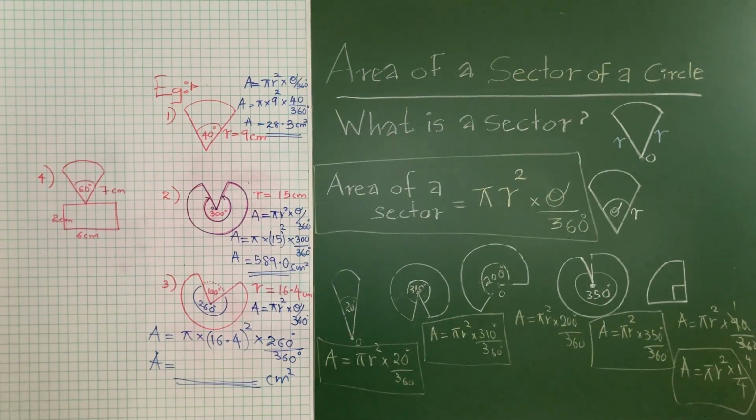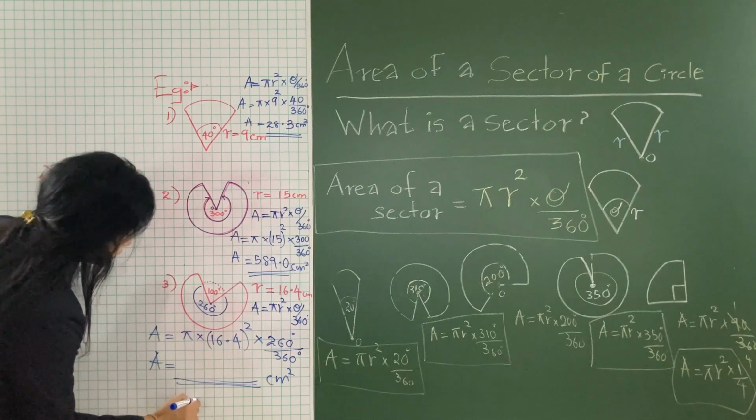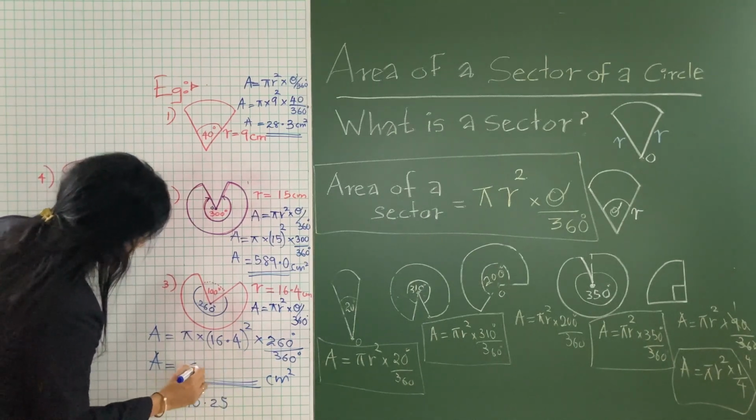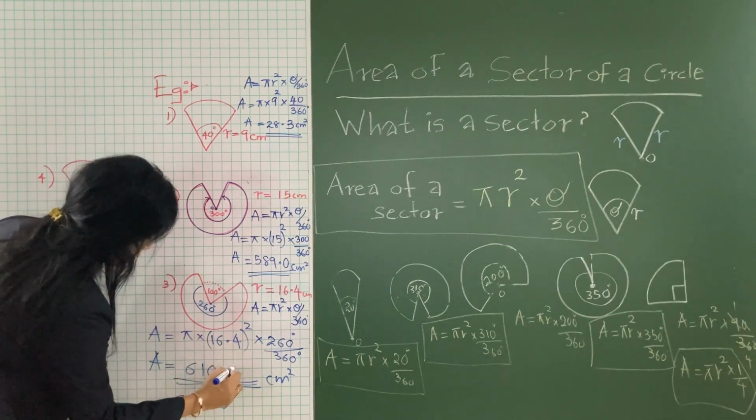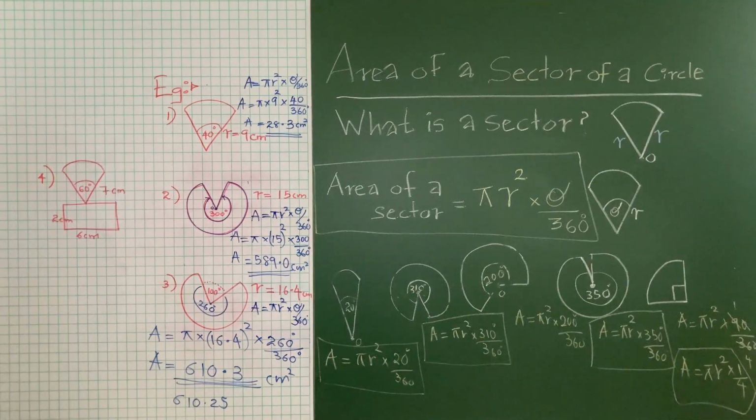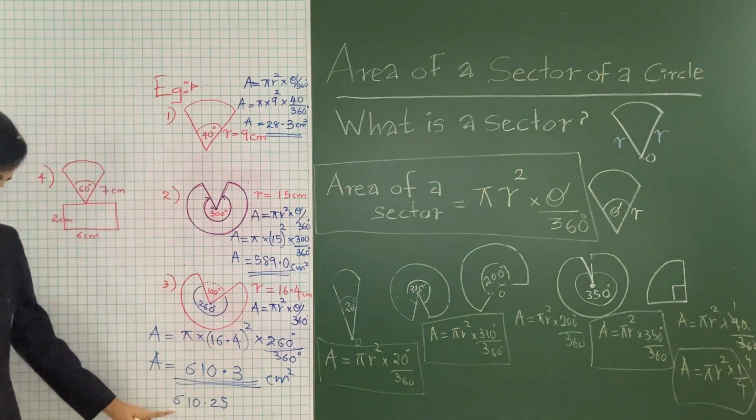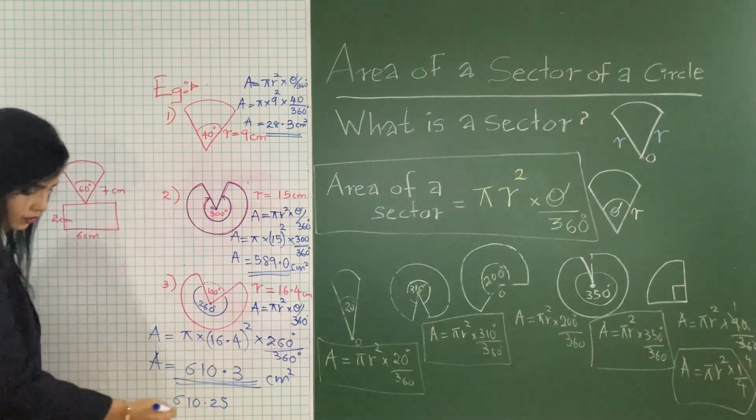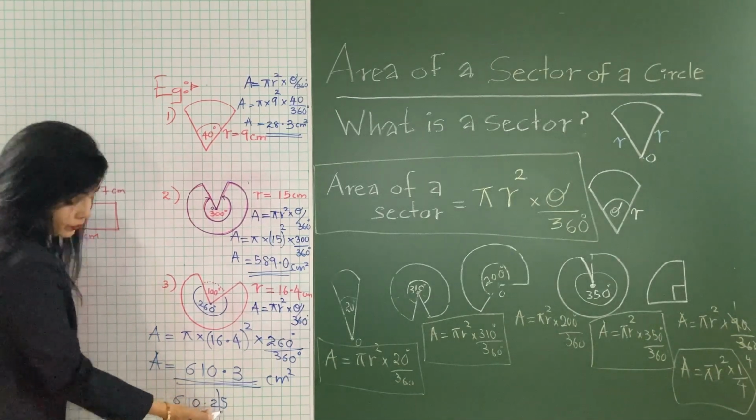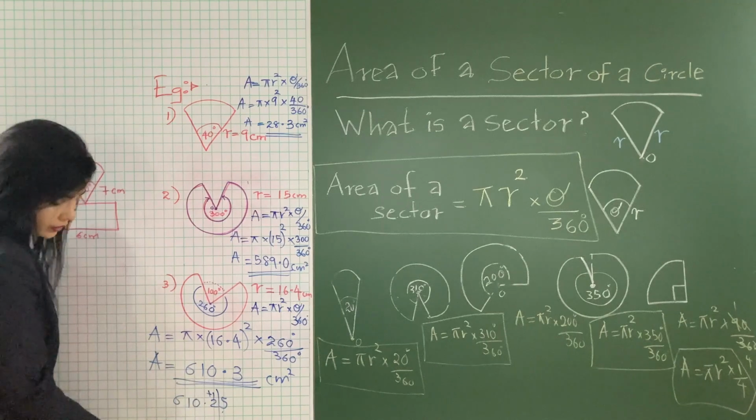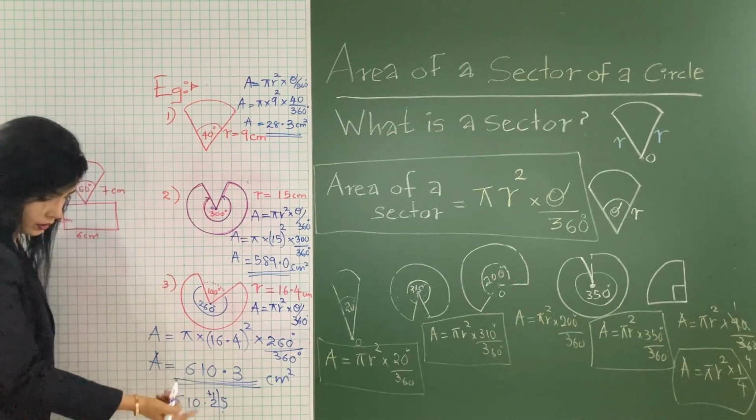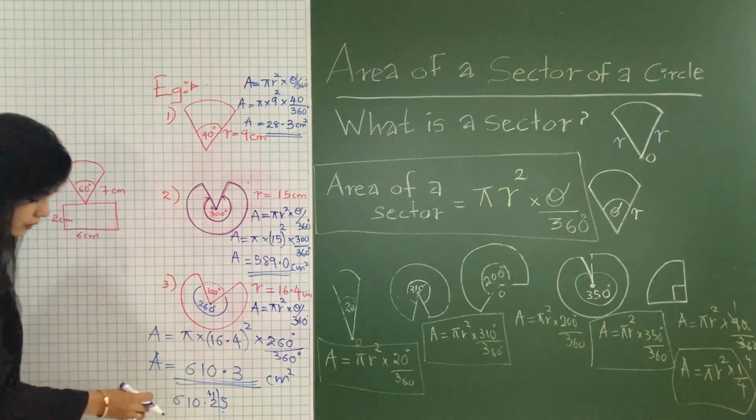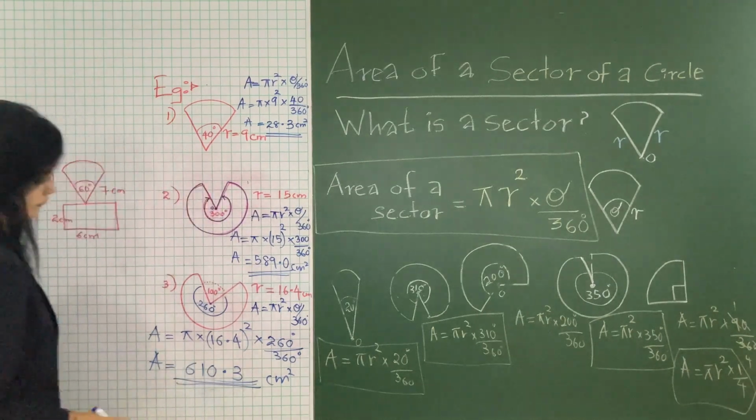Yes, 610.3. Because it comes to 610.25. So when I round off, since it is 5, I have to add 1 here. So 610.3 is the one decimal place answer.